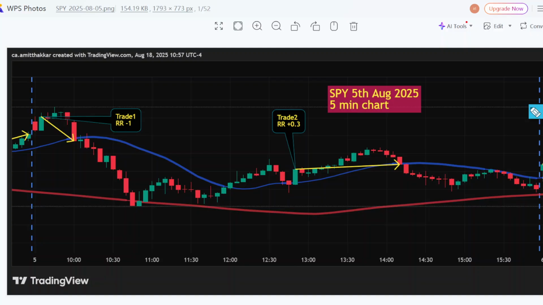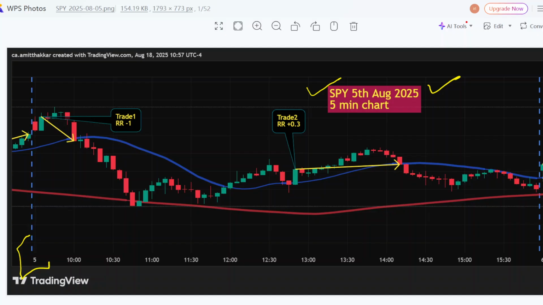Good morning, friends. Today we are going to analyze the SPY chart as on 5th August. This has been updated here. You can see the date on this chart on the bottom left corner. This is 5th August.